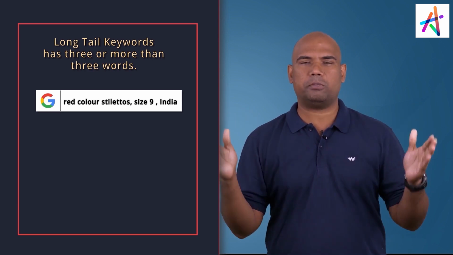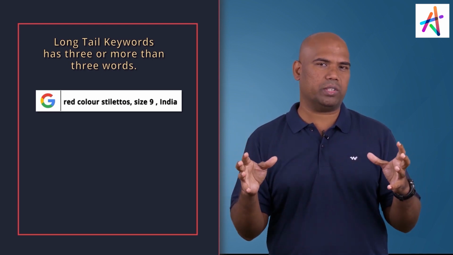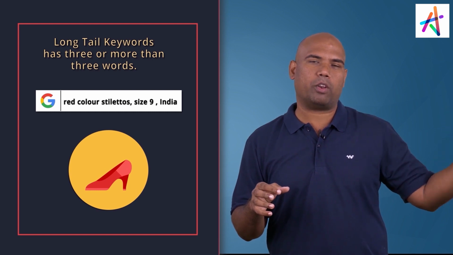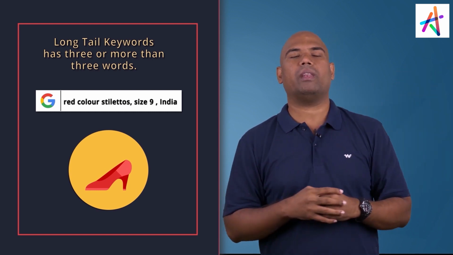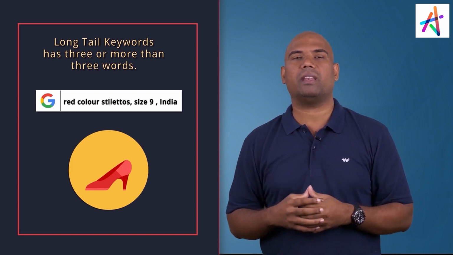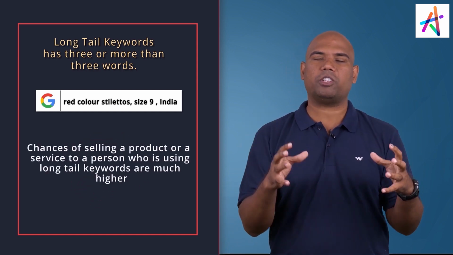This is more specific. Now we know that the intention of the user is that she is looking for red color stilettos, a red color pair of stilettos, in size 9, and she's looking in India, basically, which means that she's planning to buy. You see, long tail keywords are so much more effective.